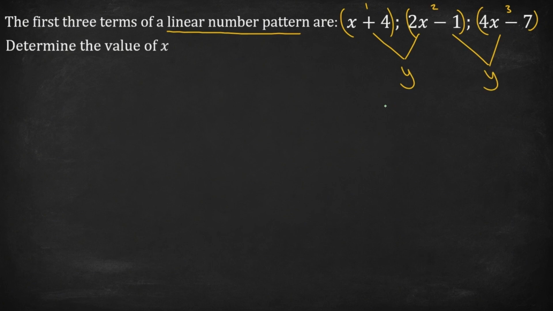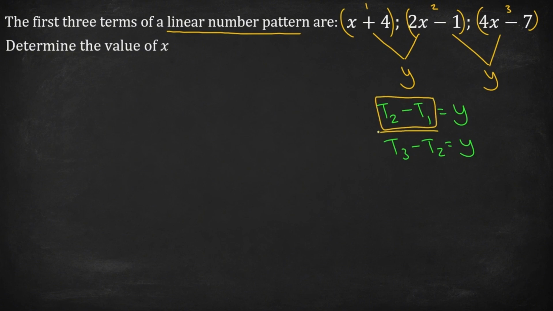Let me explain it to you this way. If I have to determine the difference between term 1 and term 2, you can write term 2 minus term 1 equals, and then you will get the difference. So for now, we will say that the difference is equal to y. And if I want to determine the difference between term 3 and term 2, I write T3 minus T2, and that is also equal to y. I know that the difference is the same because it is a linear number pattern. Because the difference will be the same in both cases, that means that this expression will be equal to this expression. That means I can actually write T2 minus T1 equals T3 minus T2.